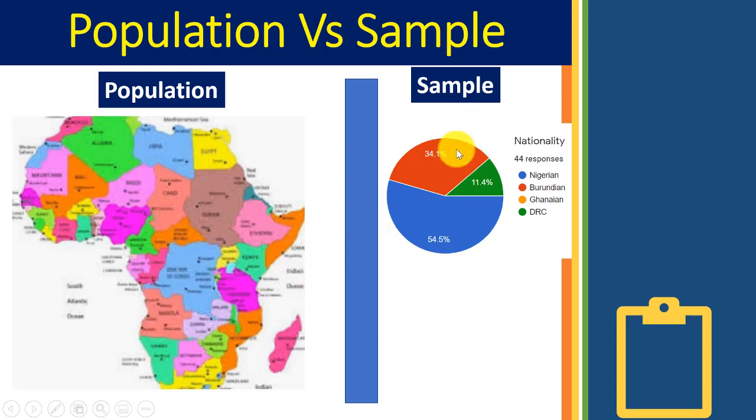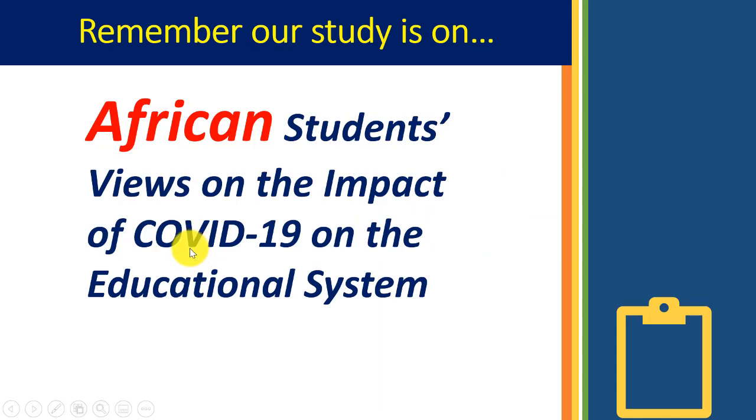So we have to take a subset of this population, and that's the sample. For instance, instead of 54 countries, now we have just 4 countries, and in some countries we have just a handful of students. So the idea is for us to draw a sample from the population. The population means everybody in the group that we are targeting, and the sample is a subset of our population.